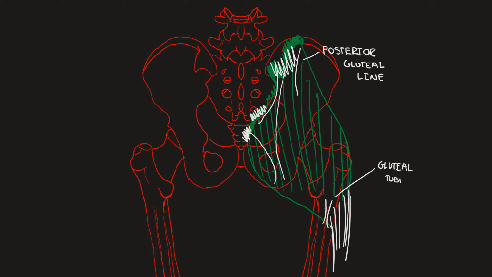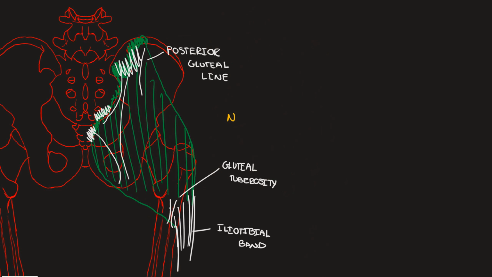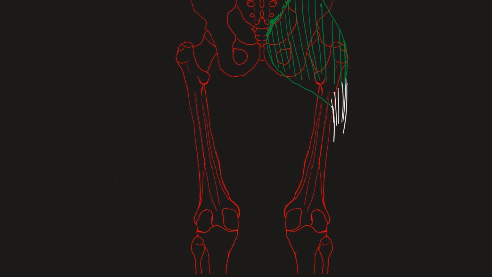And distally, it attaches to the gluteal tuberosity and also the iliotibial band. And its nerve supply is by the inferior gluteal nerve.